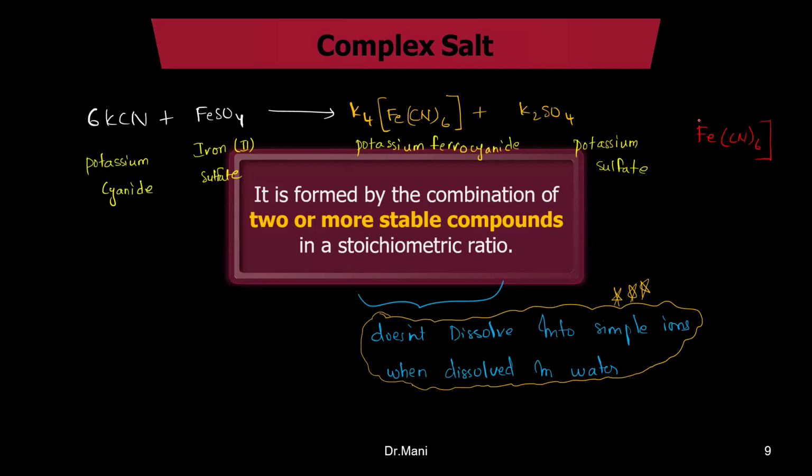It will break down into -4. How do you tell that? We know potassium is +1. So here Fe(CN)6, it will break down into -1, like that, 4 are there. So -4. Okay. So that's one thing.